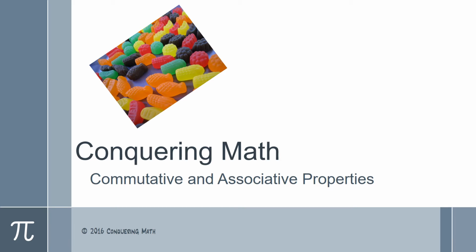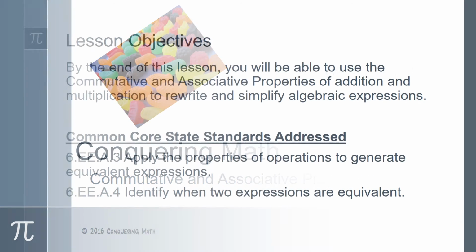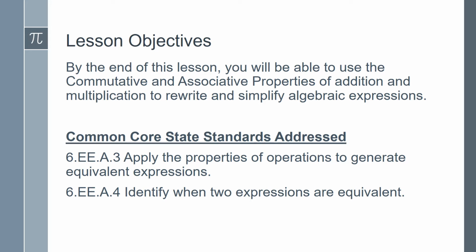Today you will be learning about the commutative and associative properties of multiplication and addition. Let's dive on in. By the end of today's lesson, you will be able to use the commutative and associative properties of addition and multiplication to rewrite and simplify algebraic expressions. Our Common Core state standards today are to apply the properties of operations to generate equivalent expressions and to identify when two expressions are equivalent.